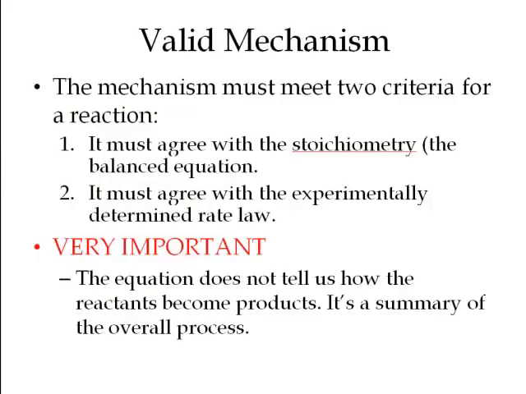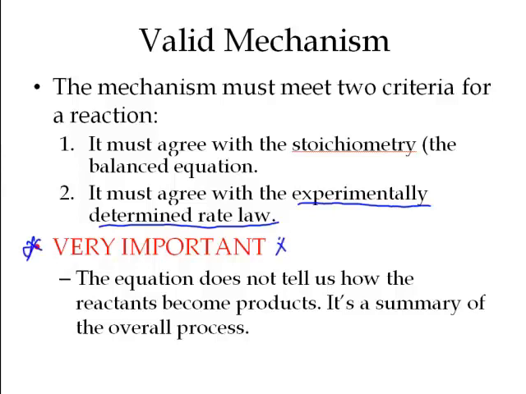The next thing that's important is that it's got to agree with the experimentally determined rate law. All right. And we haven't done a problem like that yet, but we're going to in just a second. And so if you look at all the steps and we find the slowest step, that slowest step has to agree with the rate law. If not, then it's not a valid mechanism. And then there's something I highlighted here. This is very important stuff right here.